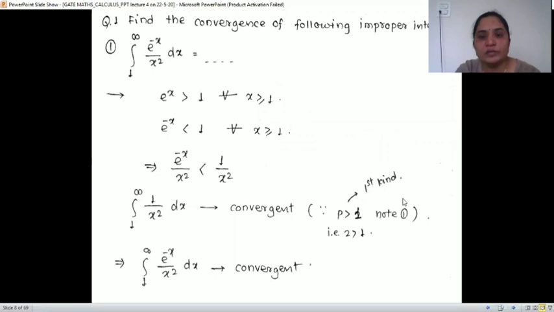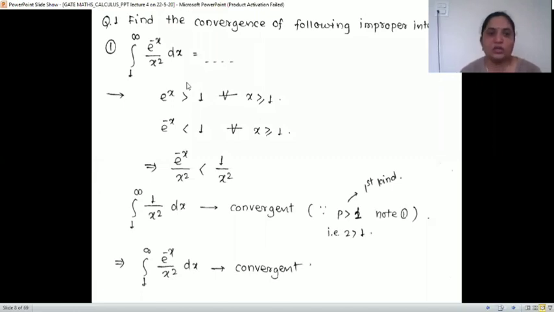Find the convergence of the following improper integral. Is it an improper integral? Yes. Of which kind? It is of the first kind. Yesterday we saw that if the integration limits include infinity, then it is the first kind. If the function goes to infinity at some point in the interval, then it is the second kind. So this is a first kind improper integral, and we have to check its convergence.